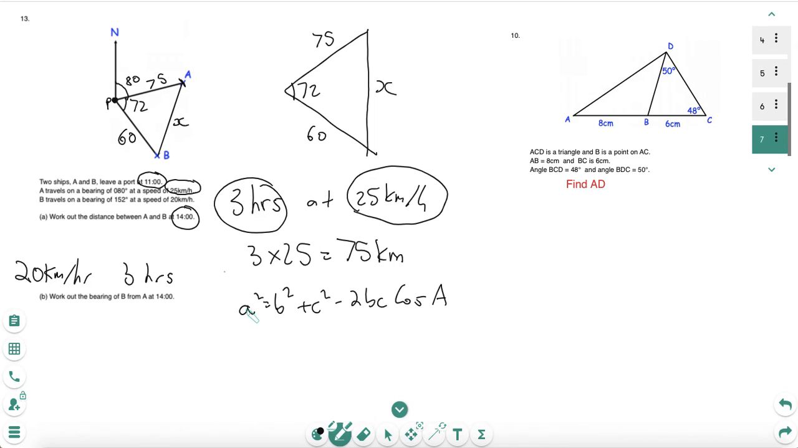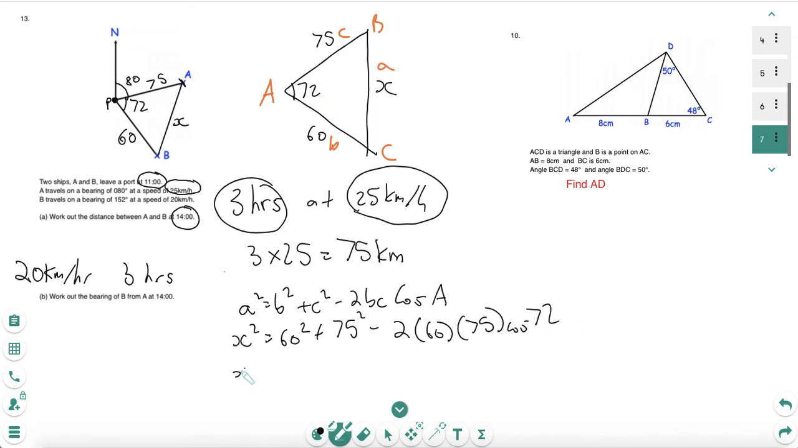So we have to start labeling. Let's call this side A, angle A, side B, angle B, side C, angle C. And let's plug it in. Little a is x, so x squared equals b squared, so 60 squared, plus c squared, 75 squared, minus 2 times b, so 2 times 60, times c, 75, cosine, and A is 72.